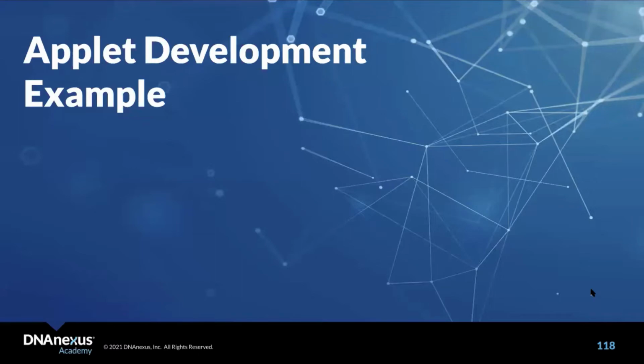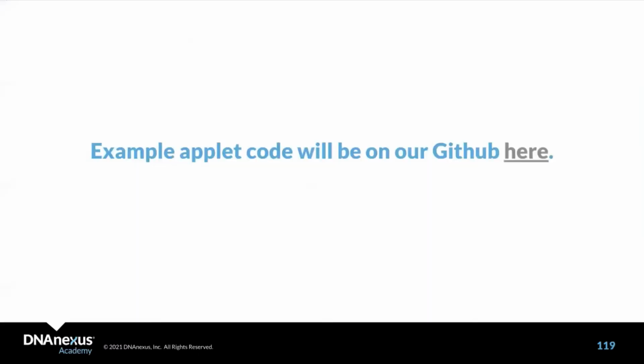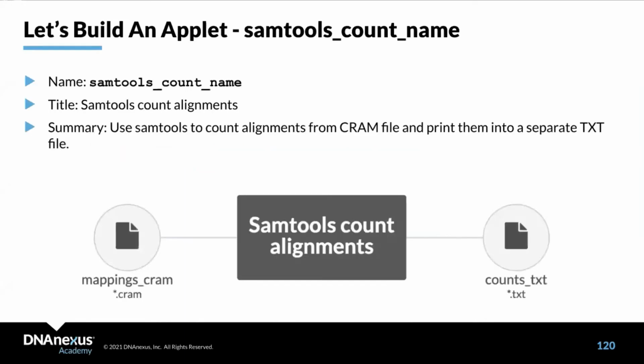So let's go right now into applet development examples. Now we have everything that we need. The example applet code will be on our GitHub, so just check it from time to time. I think that next week it will be available.